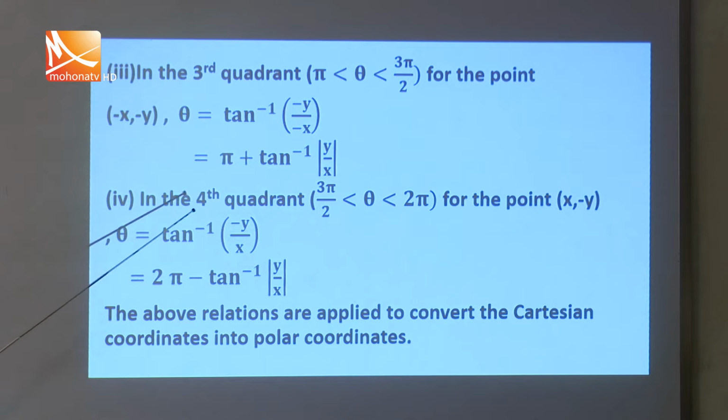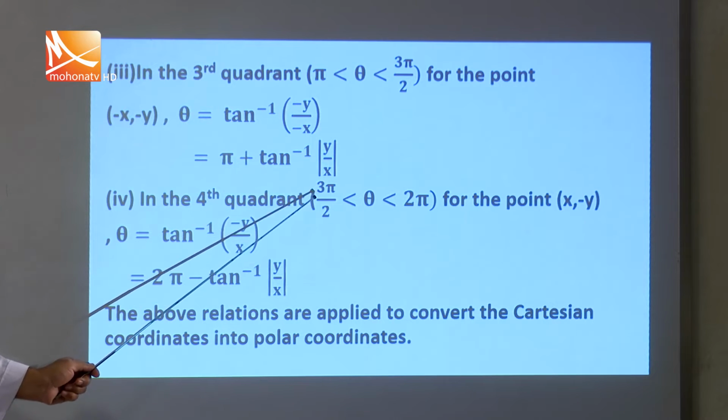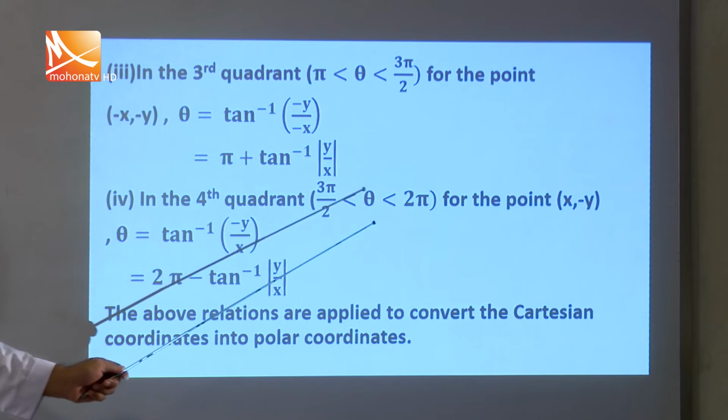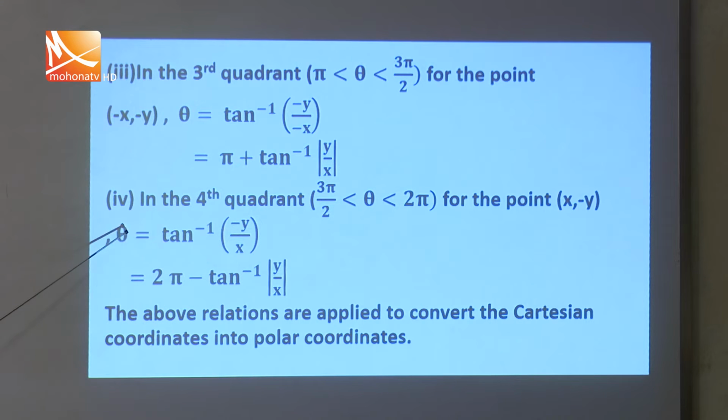Fourth one, in the fourth quadrant, 3 pi by 2 less than theta less than 2 pi. For the point x comma minus y, theta equals tan inverse minus y by x, that is, it will be 2 pi minus tan inverse absolute value of y by x. The above four relations are applied to convert the Cartesian coordinates into polar coordinates.